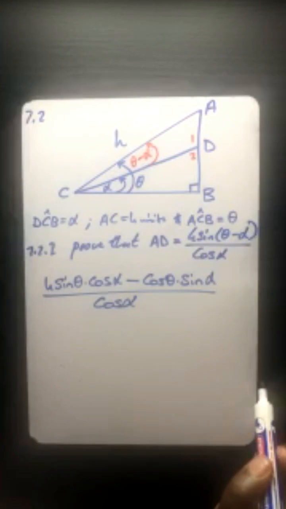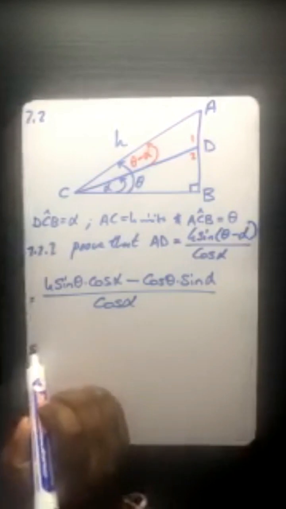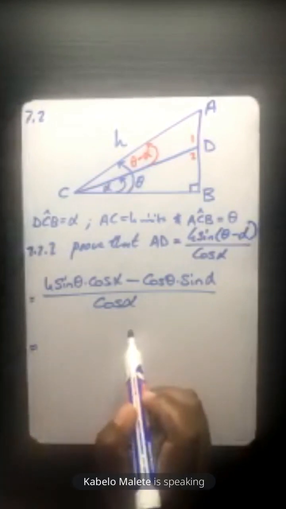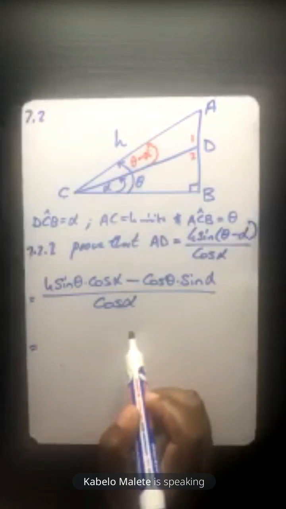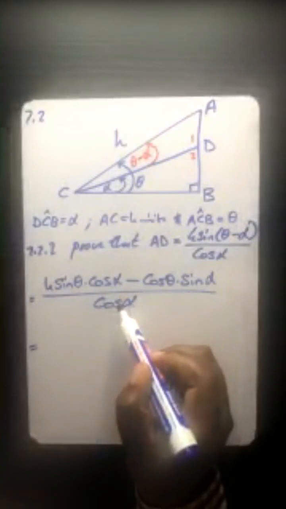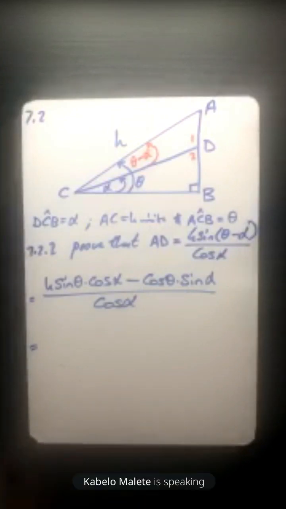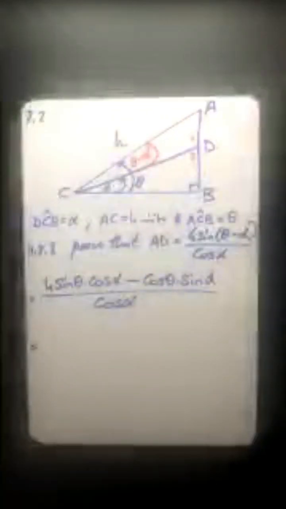And then you're going to cancel, I believe. Okay, what are we cancelling? We're cancelling the cos alpha on top with the cos alpha at the bottom. Yeah, my young sisters are not agreeing.